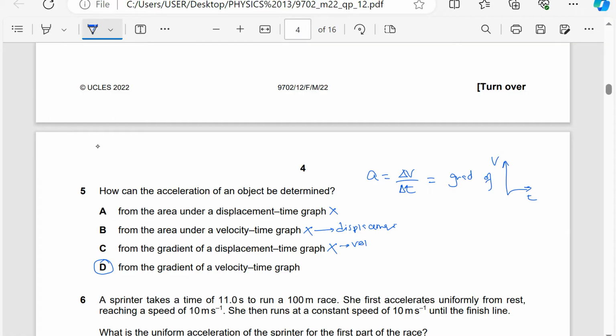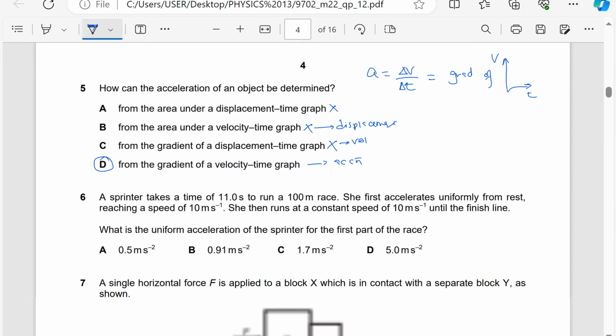So the answer is D. The gradient of velocity time graph is the one which gives us acceleration. So the answer is going to be D.